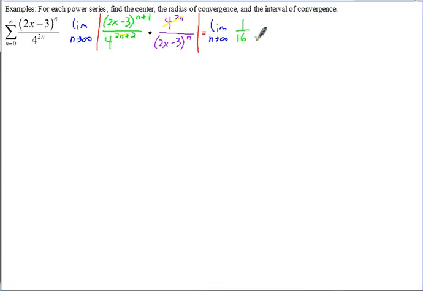And then here on the 2x minus 3 to the n's, those cancel out, leaving you with 2x minus 3. And that's what the absolute value could affect. In this case, there's no n left. The n's are gone. So in order to substitute in infinity, we just start with this, and this has to be less than 1.